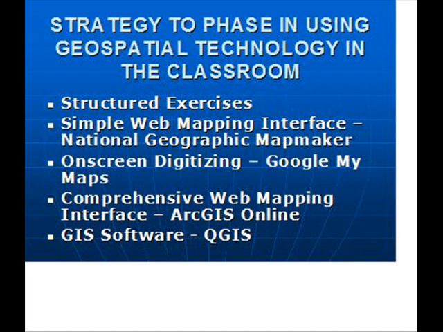Then we're going to begin looking at a simple web mapping interface, National Geographic MapMaker, which is most appropriate to begin at the upper elementary and into the middle school level. And then we're going to move on up to doing on-screen digitizing using Google My Maps, which is most appropriate for the middle school level. And then we're going to move on to using a comprehensive web mapping interface, ArcGIS Online, which is most appropriate to bring in high school. And then finally, we're going to look at the use of GIS software with QGIS, which is a free and open source software.